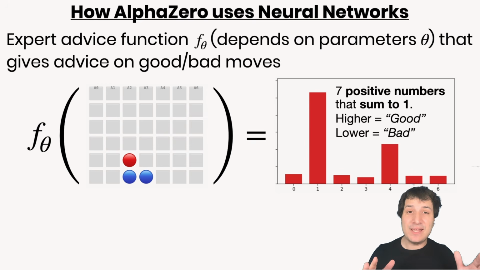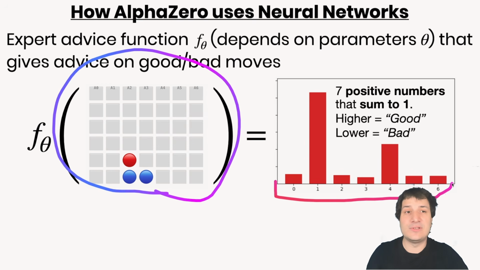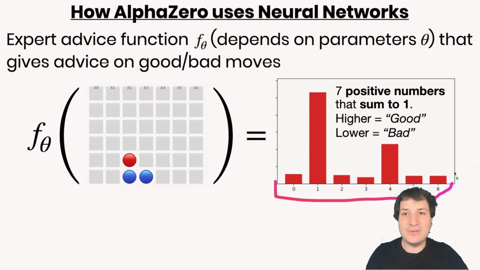So this function f theta is exactly what that convolutional neural network is doing. And I'm going to show you exactly what the parameters mean, what the thetas mean, and how they enter into converting this kind of board position, which is an array with 0s, 1s, and 2s, into this kind of vector of numbers. But first, I want to talk about something even more fundamental, which is how are we going to find this expert advice function in the first place?